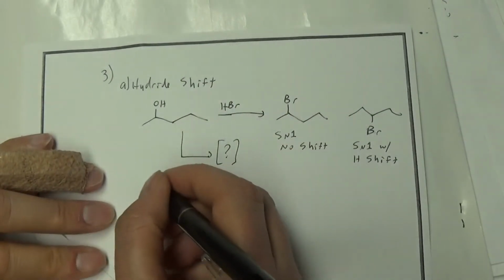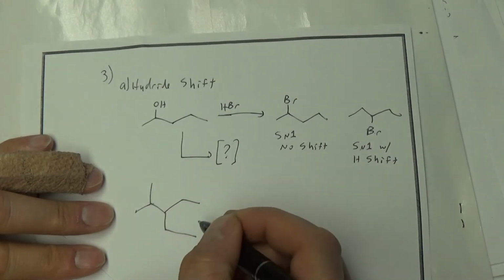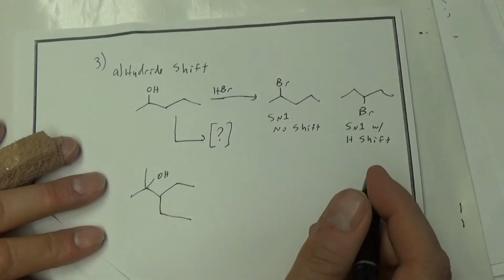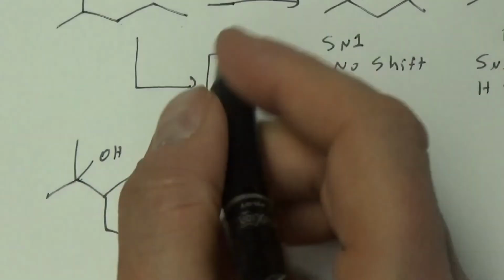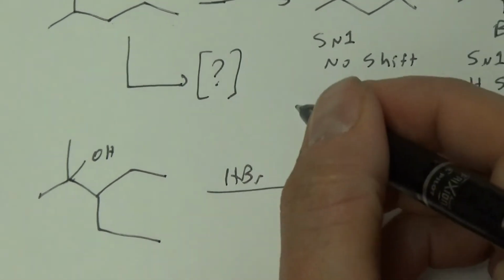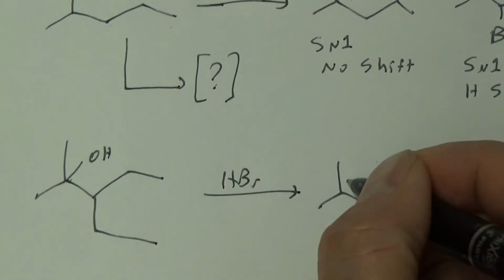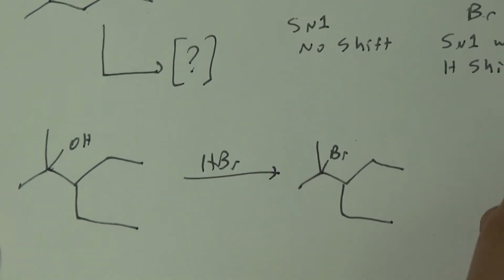What about this tertiary alcohol with HBr? It would potentially make that tertiary bromide.